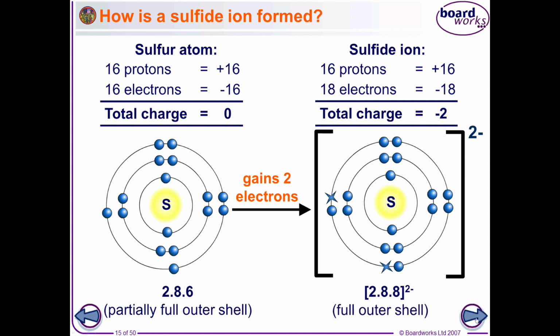So as you can see, if an atom loses electrons, it becomes positive. If it gains electrons, it becomes negative. And once it's gained or lost electrons, we put square brackets around it to make sure that people know that it is now an ion and it hasn't got the same number of protons as it has got electrons.